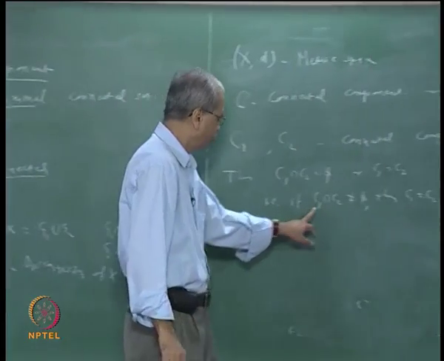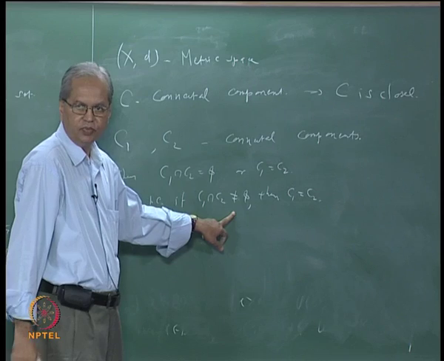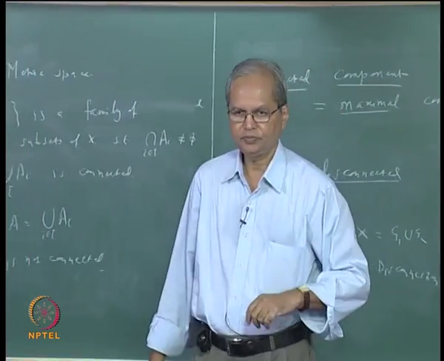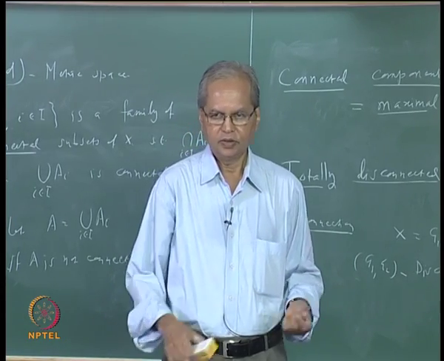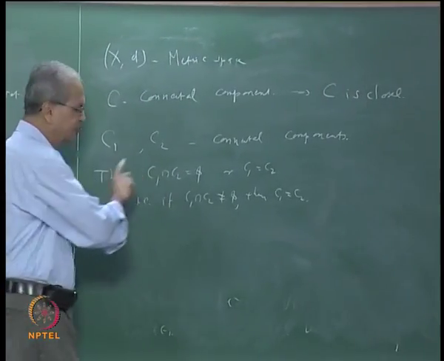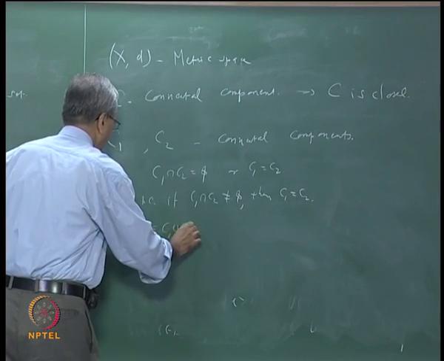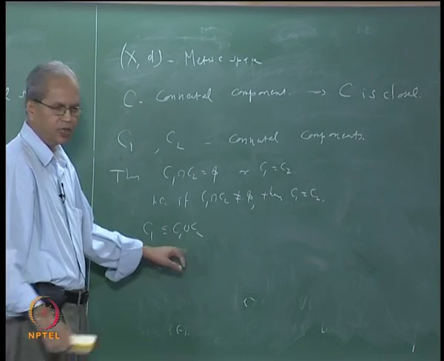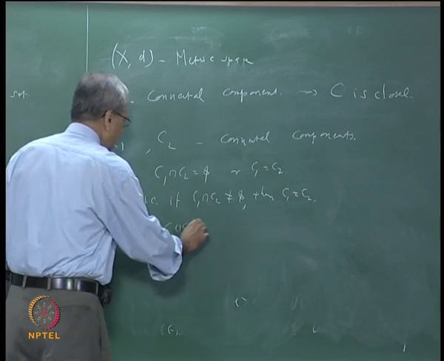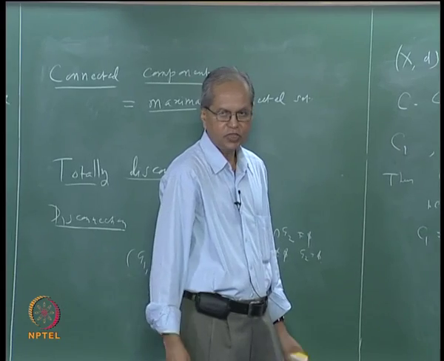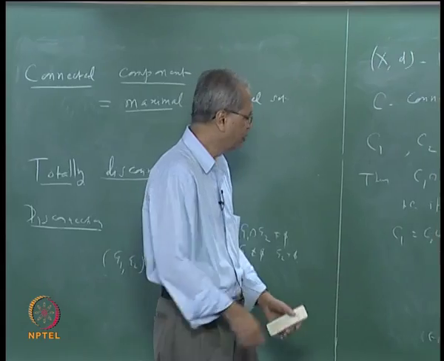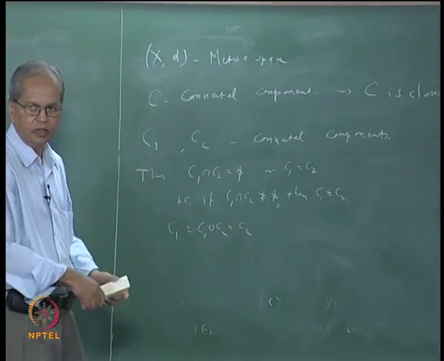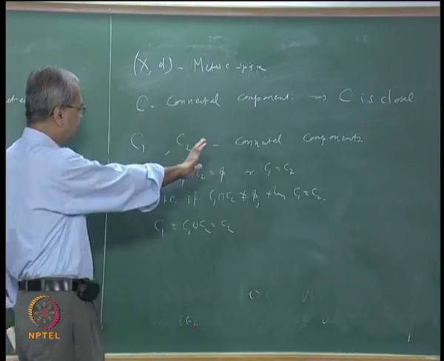How does this last thing follow? Suppose this is non-empty. Then you look at C1 union C2. If C1 intersection C2 is non-empty, then C1 union C2 must be connected. C1 and C2 both are components. We know that C1 is contained in C1 union C2, and C1 intersection C2 is non-empty. This is a connected set, but if C1 is maximal, this must coincide with C1 union C2. So C1 must be equal to C1 union C2, and similarly C2 must be equal to C1 union C2, because C2 is also a maximal connected set, so it cannot be properly contained in any other connected set, and C1 union C2 contains C2, that means these two must coincide. So any two connected components, either they are the same or they are disjoint.